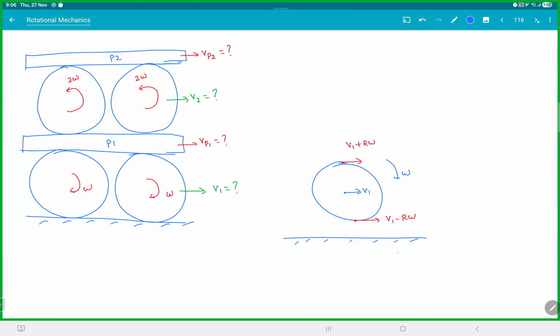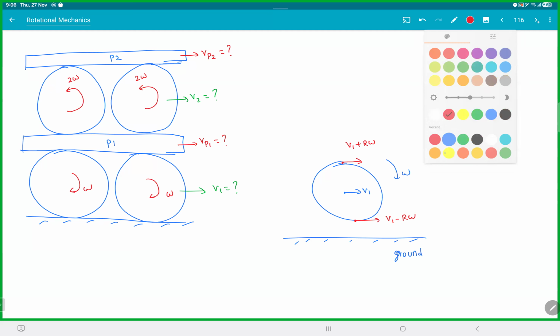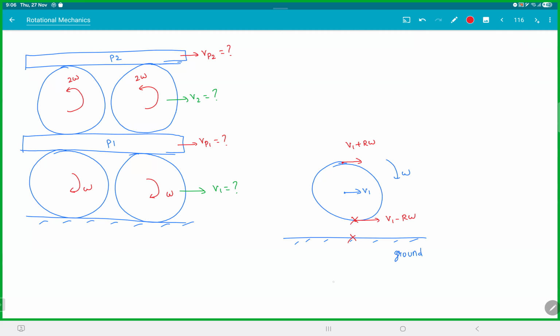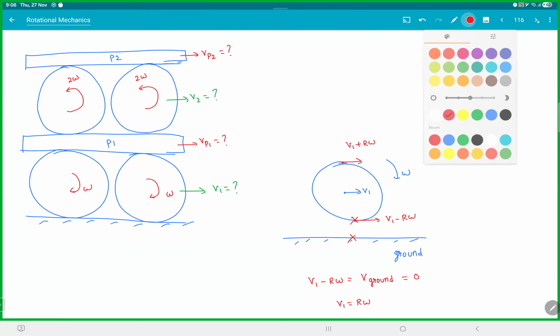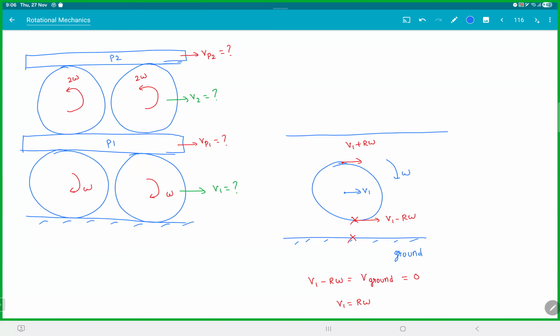And this is the ground. So the bottommost point is touching the ground. So this point and this point, V1 minus R omega must be equal to V ground. But I know the ground is not moving, so that is 0. Therefore, V1 is equal to R omega. There we got V1.